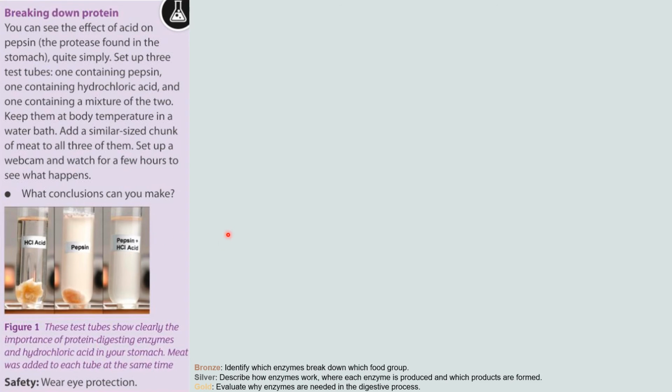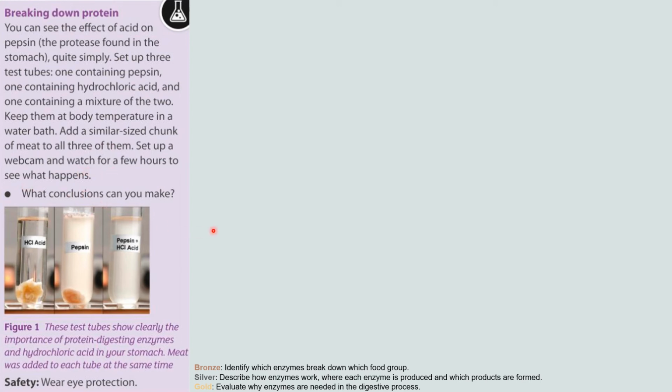Okay, so here we've got breaking down protein. So this is from the book. So you would set up 3 test tubes, 1 containing pepsin, 1 containing hydrochloric acid, and 1 containing a mixture of the 2. Keep them at body temperature, so that's 37 degrees Celsius, in a water bath, and add a similar sized chunk of meat to all 3 of them. Set up a webcam and watch for a few hours to see what happens.